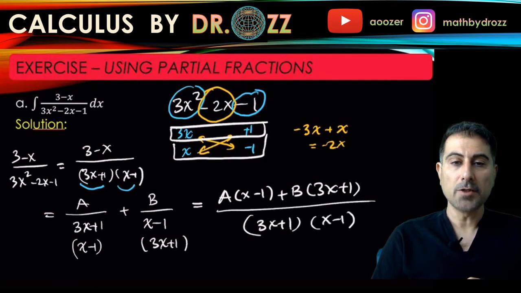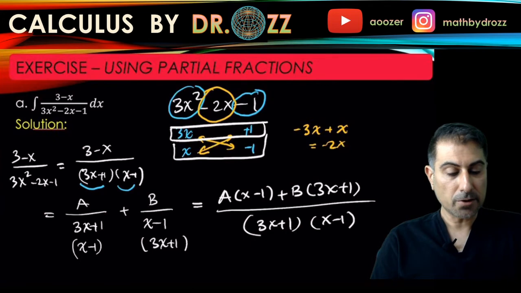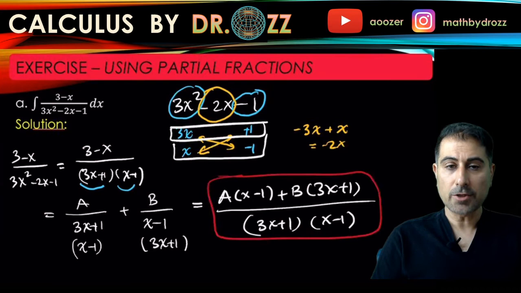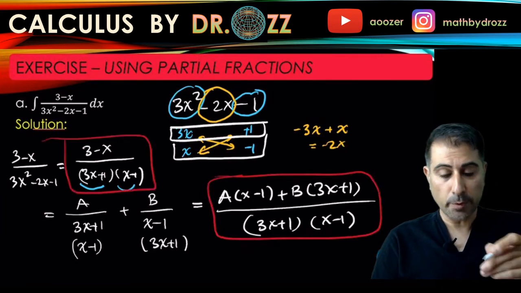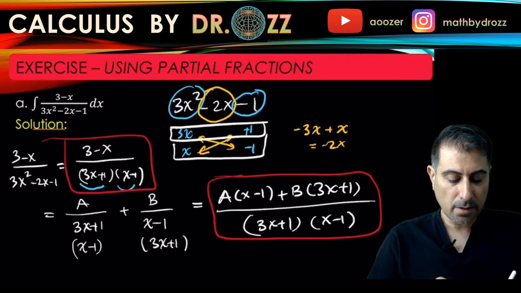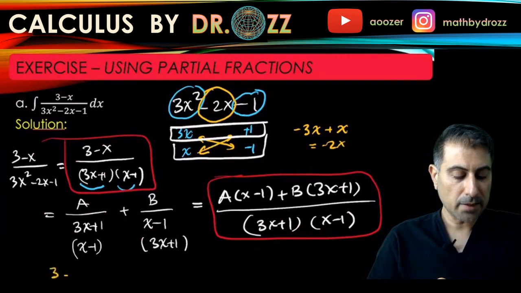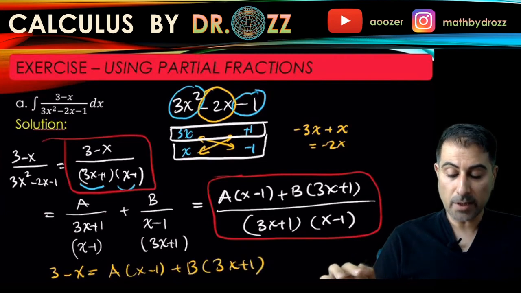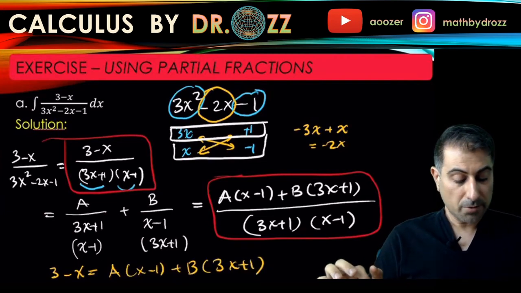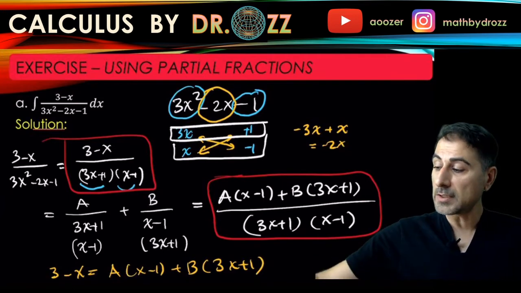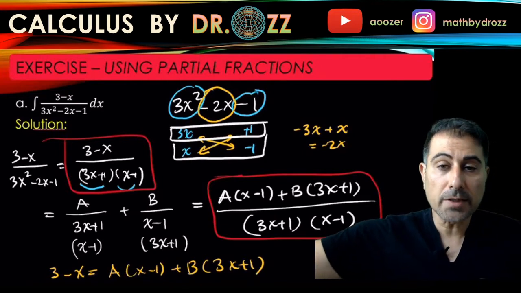Okay, so in short, since this fraction here is equal to this fraction, I should have the numerators equal, right? So in turn, let me just use a different color here. So 3 minus x has to be equal to A times x minus 1 plus B times 3x plus 1. And this should be true for all x. So my next goal here is to determine A and B out of this last equation that I wrote in yellow. Okay, so let me just pause here and I'll continue that in the next slide.